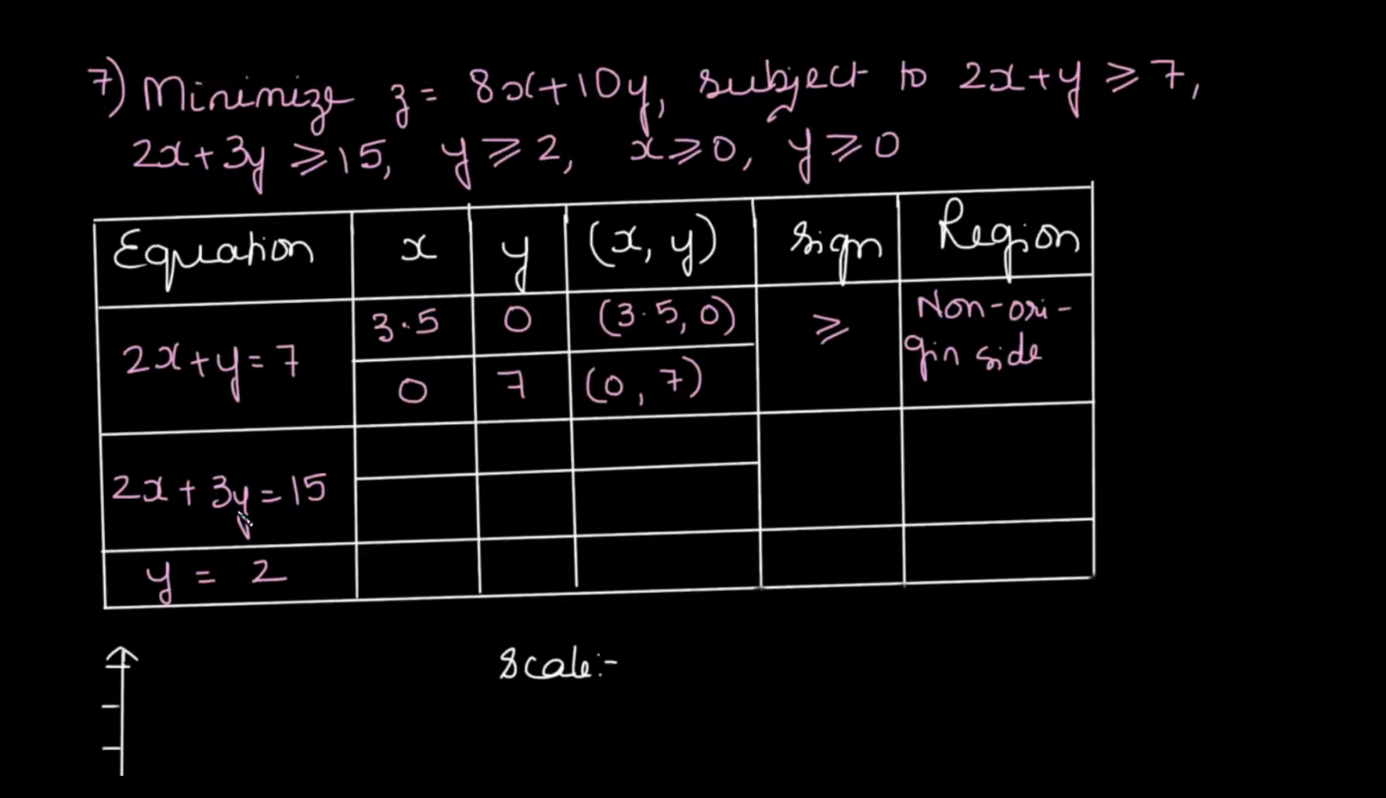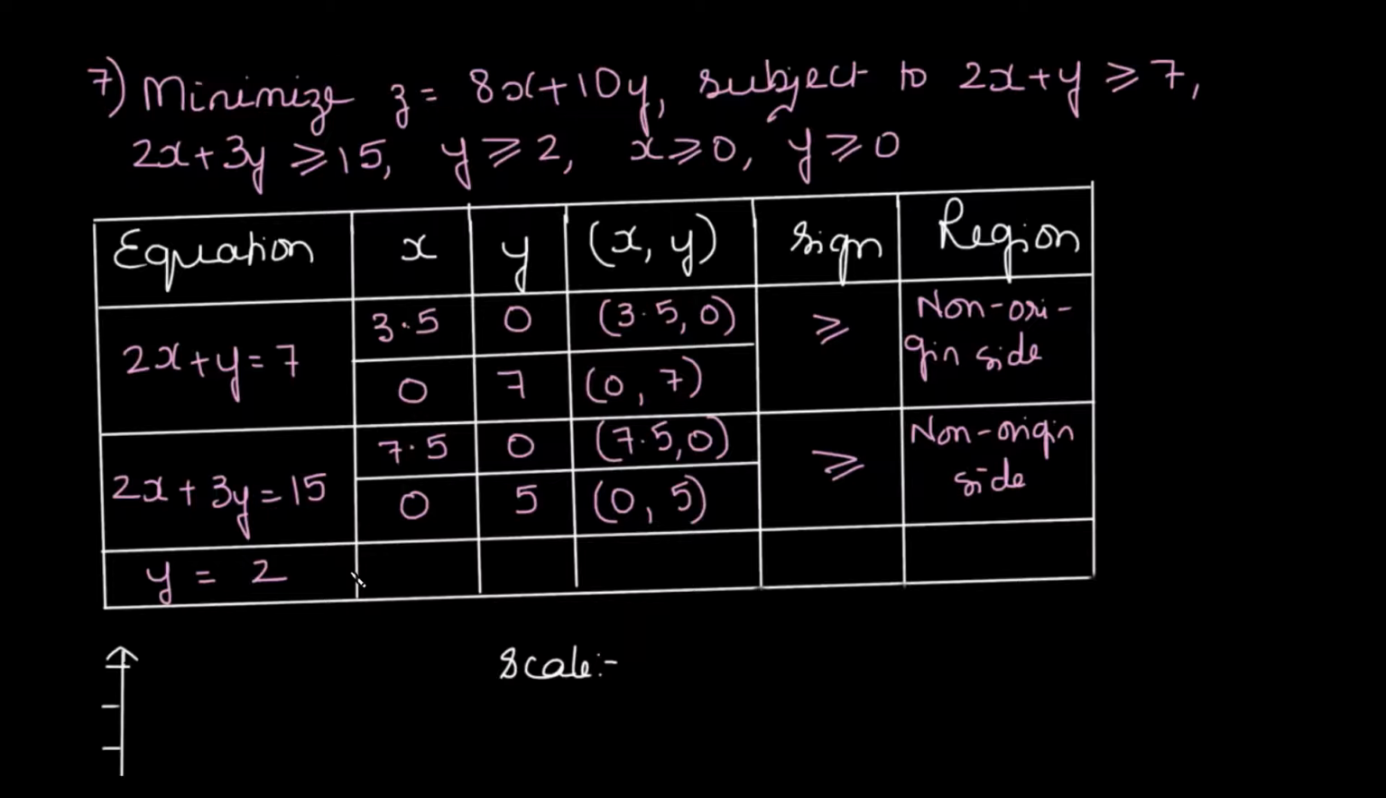Next equation, when y is 0, this becomes 0 and x becomes 15 upon 2, which is 7.5. And similarly, when x is 0, y becomes 15 upon 3, which is 5. And thus we have these as points on the line. Region is again greater than or equal to, or the non-origin side.